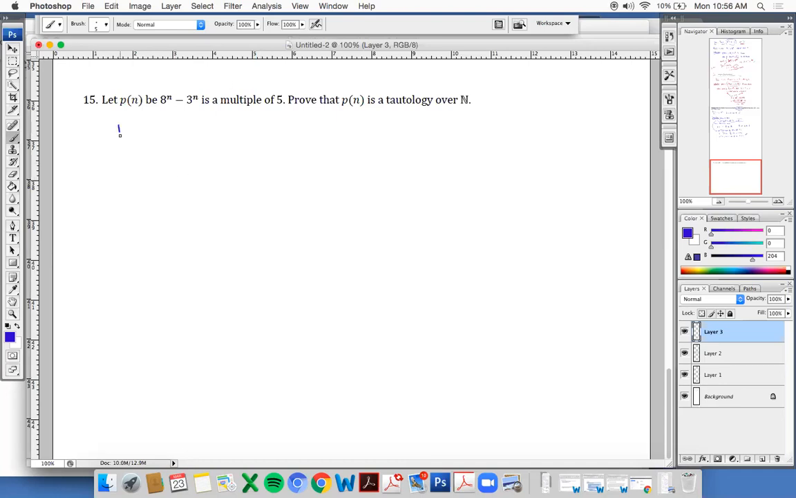Okay, so the basis step is the first one that makes sense. I think P of 1, because it's not specified. So this is 8 to the 1 minus 3 to the 1, which is 5. And you go, yep, that's divisible by 5. Okay, does that make sense?